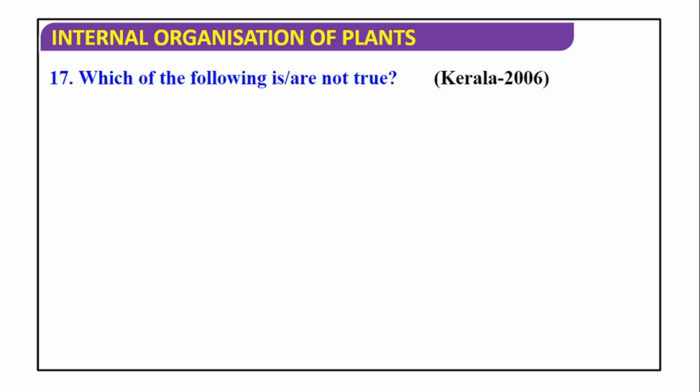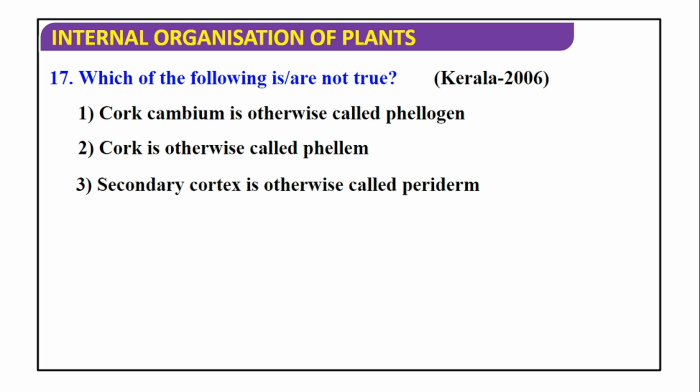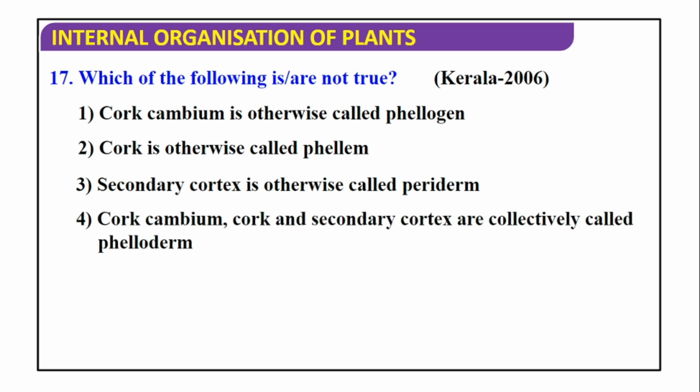Next question, which of the following are not true? First, the cork cambium is otherwise called phellogen. Second, cork is otherwise called phellem. Third, secondary cortex is otherwise called periderm. And last, the cork cambium, cork and secondary cortex are collectively called phelloderm.